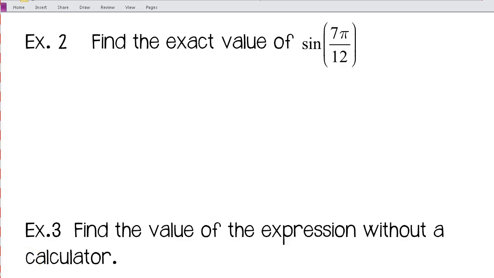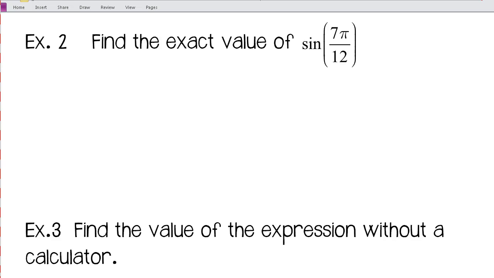This is Mr. Martin. These are video notes for Pre-Calculus Advanced. We're in Unit 7. We're talking about sum and difference formulas, which corresponds to Section 7.4 in our textbook. And we're continuing on with the Day 1 notes, looking at a couple more examples.